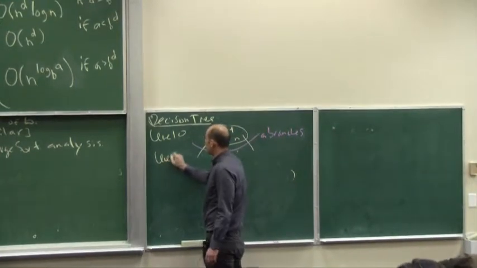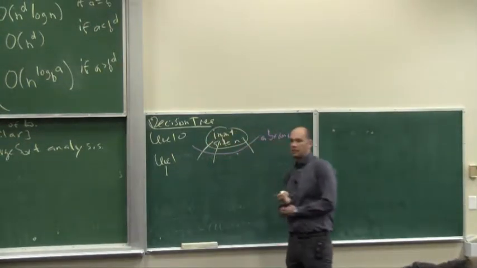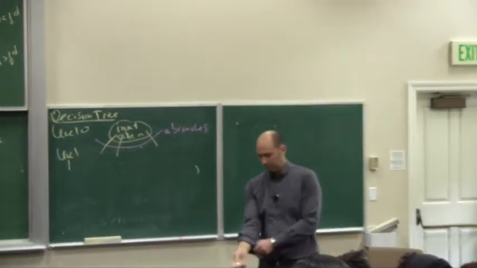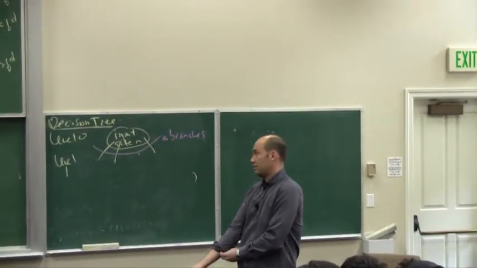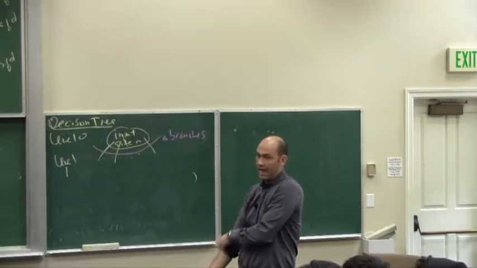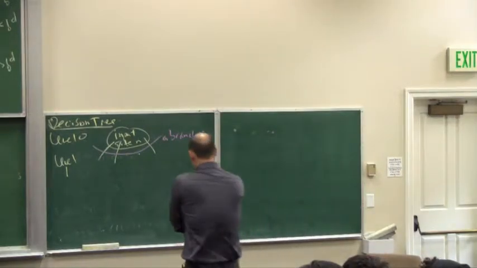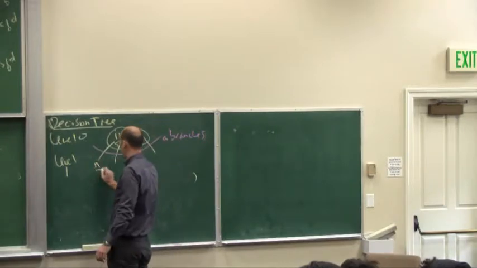So at level 1, what is the size of the input? N over b, by definition. What does b mean? Look at the recurrence. By definition, you have a recursive calls, and each one operates on an input of size 1 over b fraction of what you started with.